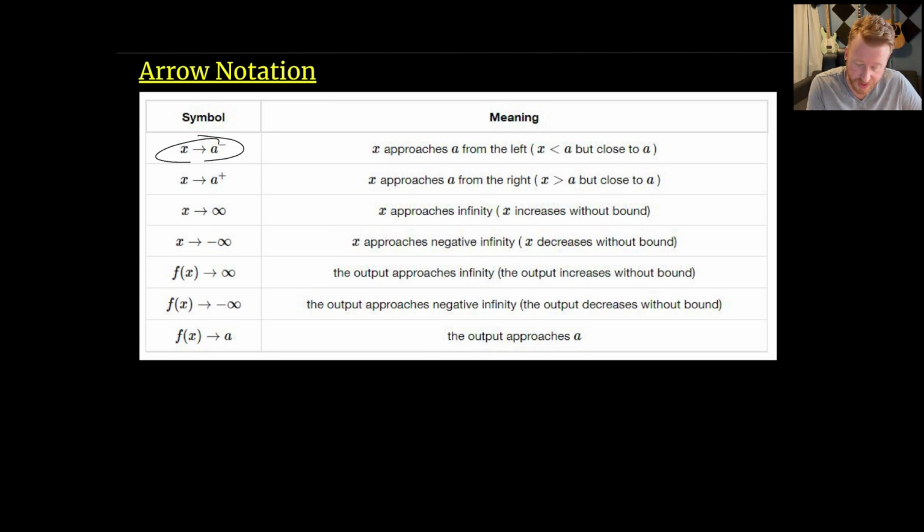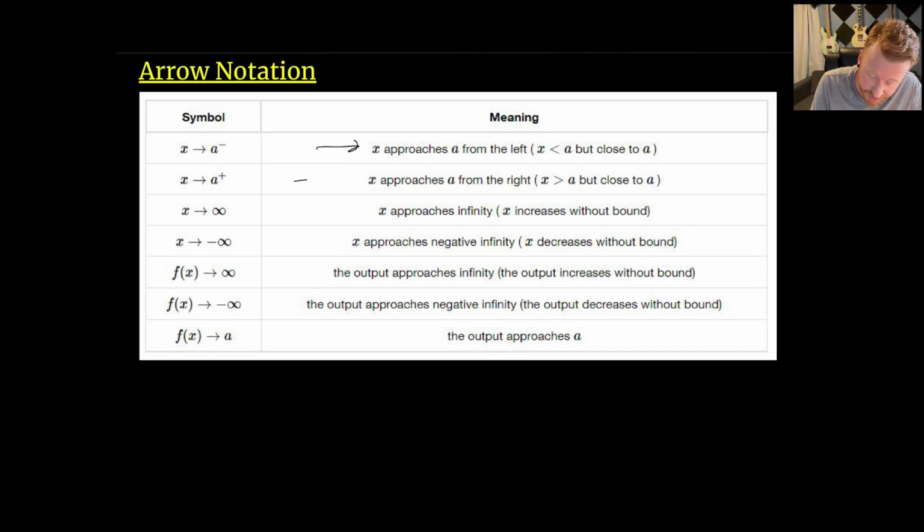First we have this x arrow a with this superscript with a negative sign up there. And that means that we're approaching a from the left. So our inputs are approaching some value a. It could be 2, it could be negative 5, just some number. We're talking about the inputs getting closer and closer without actually being a itself. So here we see that this says x approaches a from the left. X is smaller than a, but close to a.